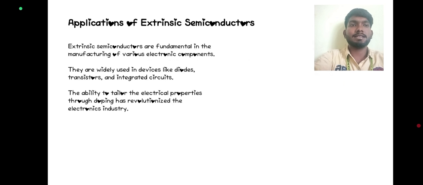Applications of extrinsic semiconductors. Extrinsic semiconductors are fundamental in the manufacture of various electronic components. They are widely used in devices like diodes, transistors, and integrated circuits. The ability to tailor the electrical properties through doping has revolutionized the electronic industry.